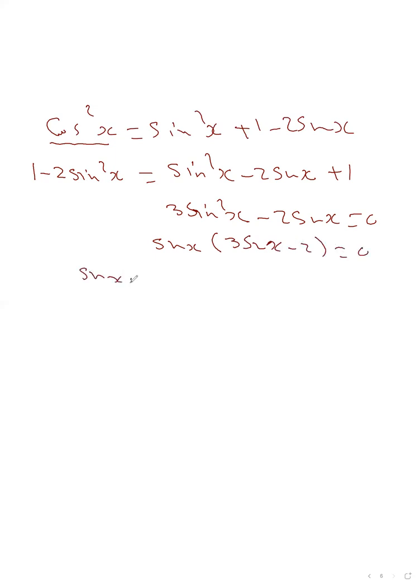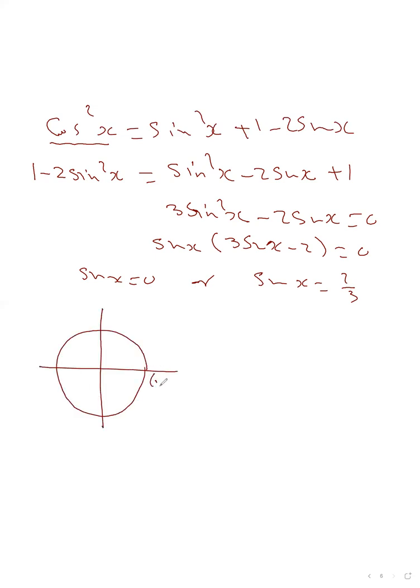Sine x equals 0 or sine x equals 2 over 3. For 0, you need to draw the unit circle, which is 1 and 0, 0 and 1, negative 1 and 0, 0 and negative 1. Okay, and sine means y. So this angle is 0 or 180. And if sine x equals 2 over 3, this value is positive. And sine is positive in the first quadrant or in the second quadrant.